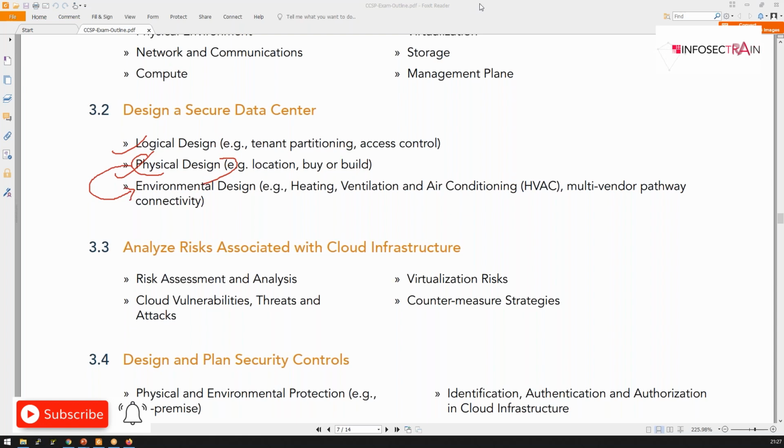Okay, and there is a term called multi-vendor pathway connectivity. That means that instead of relying on a single provider, as a cloud service provider, I have multiple vendors providing me connectivity, so that even if one provider goes down, I'll still be able to serve my customers with the backup providers.